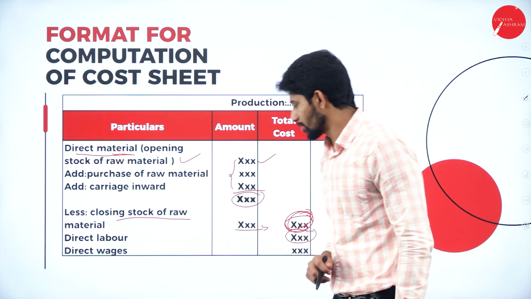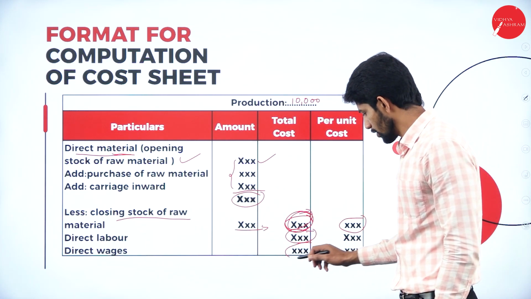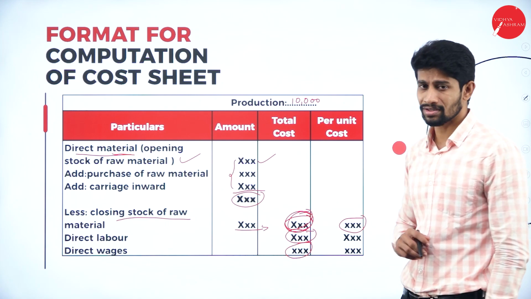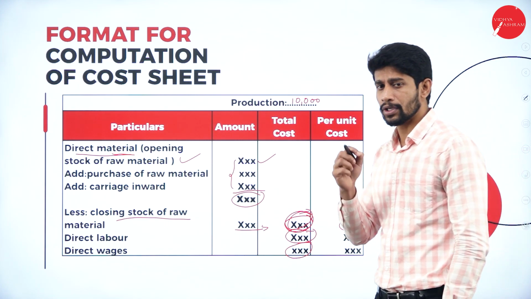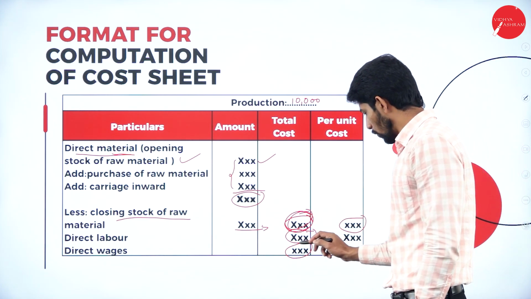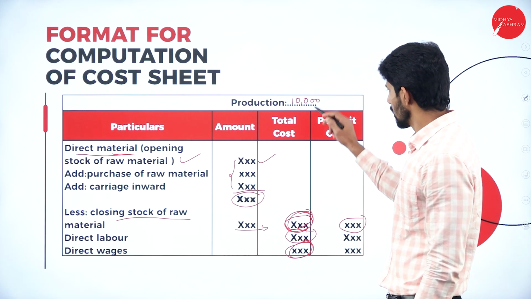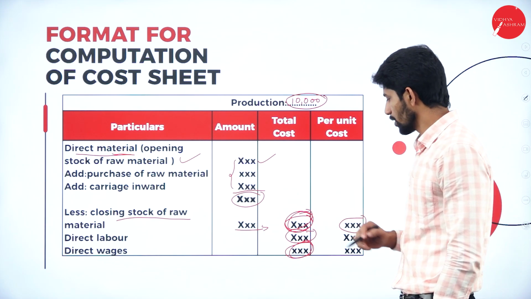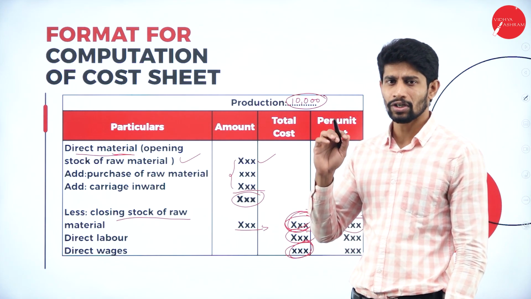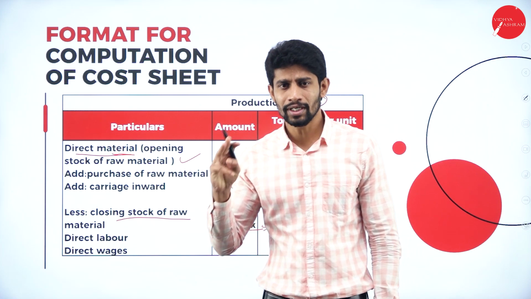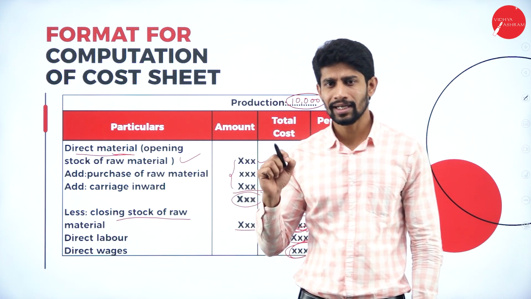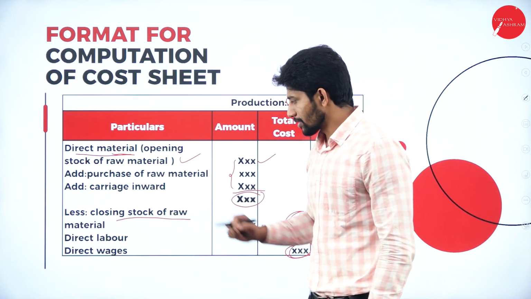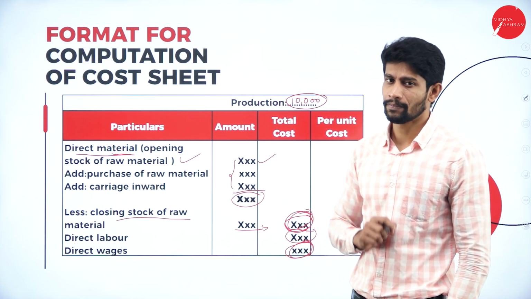Next, direct wages. Here you are going to take direct wages in the total cost column. Again, if you want to know per unit cost, the amount you are going to get here, the total cost divided by number of units produced, you are going to get per unit cost. So first in the cost sheet, you are going to take 3 items. Those 3 items are direct material, direct labor and direct wages.